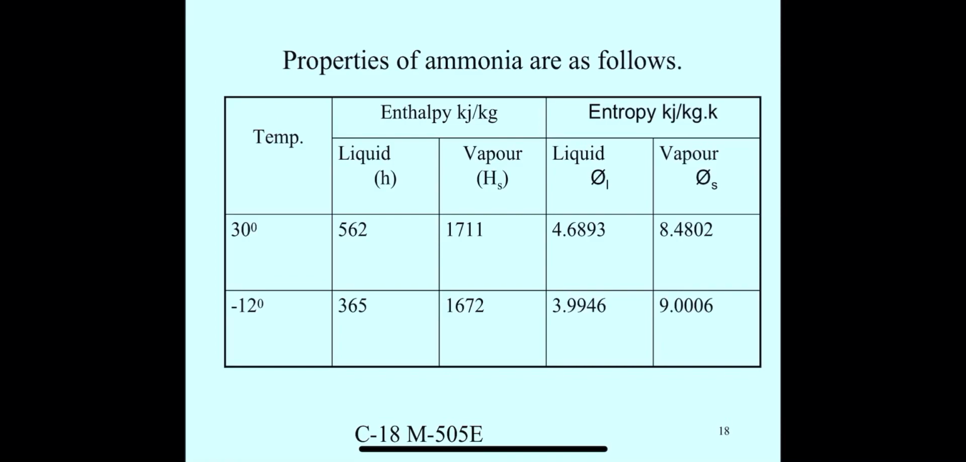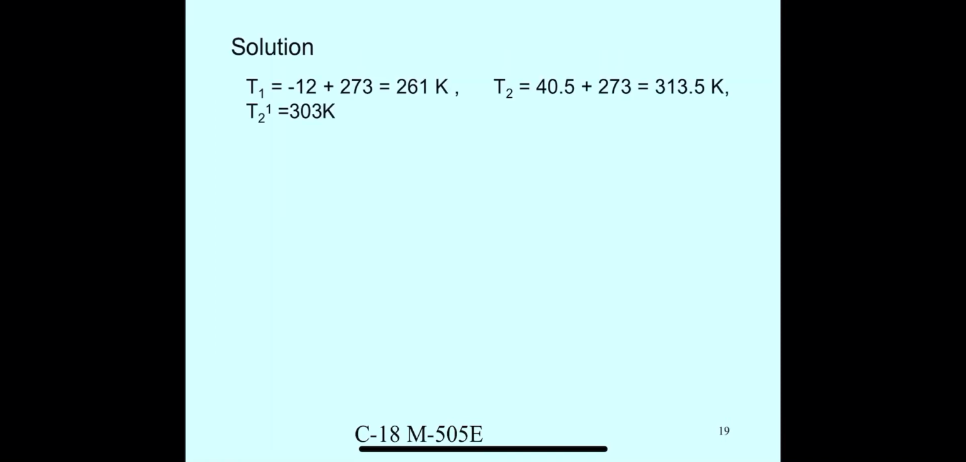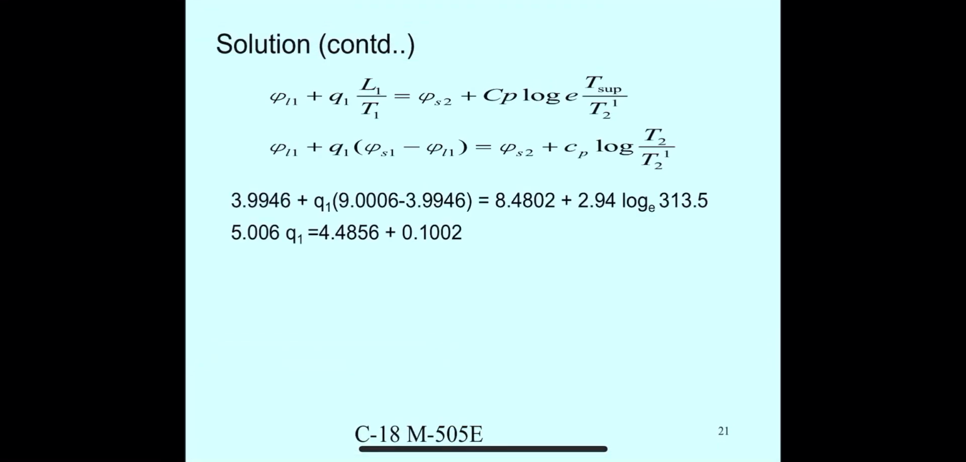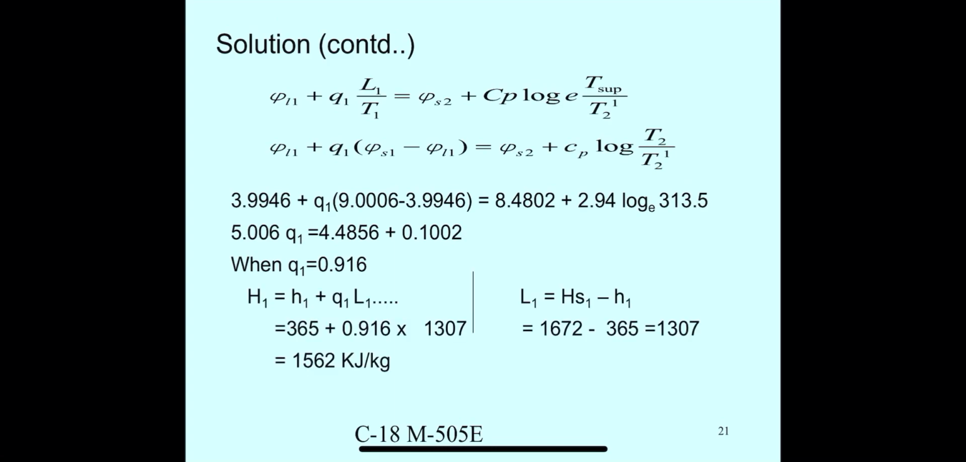So enthalpy and entropy, liquid state, vapor state, and then temperature is converted from degrees to Kelvins. After that, find out the formulas. By using these formulas, find out the x value, that x or q value. The x1 value is 0.916. So find out the H1 value and latent heat value, the H1 value and L1 value.